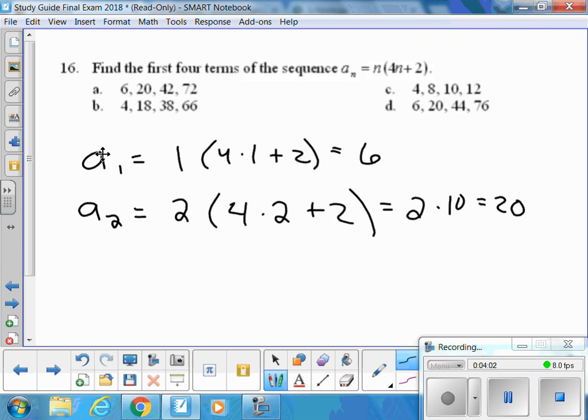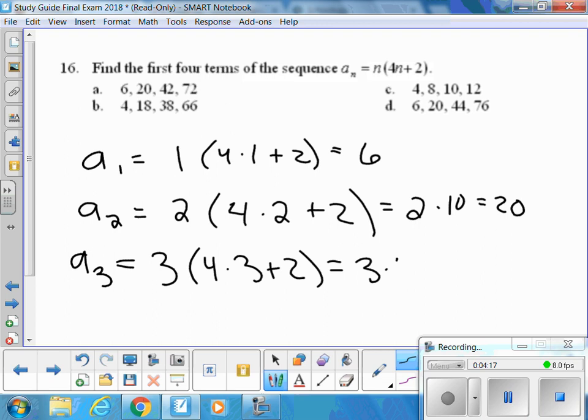Oh no! Oh crap, we do need to find term 3. Now I'm nervous I messed this up last period. Let's find term 3. 3 times 4 times 3 plus 2 would be 3 times 14. What is 3 times 14? 42? Yeah, 42. It's okay.